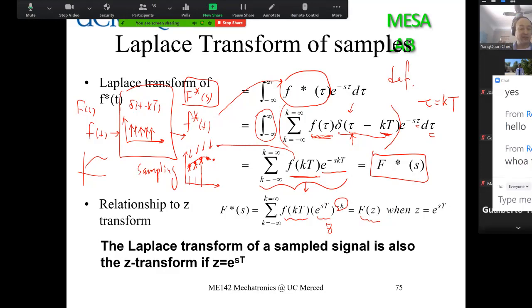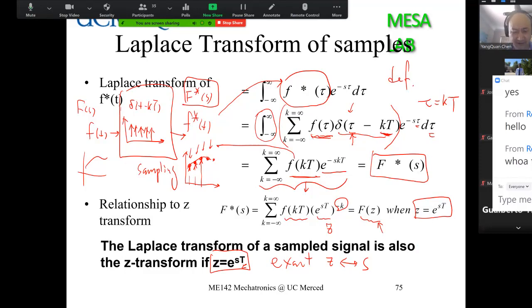So the Laplace transform of the sampled signal should give me fz if z equals this one. So in fact, this is the exact zs relationship, okay? T is the sampling period. So this is the exact zs relationship, okay?